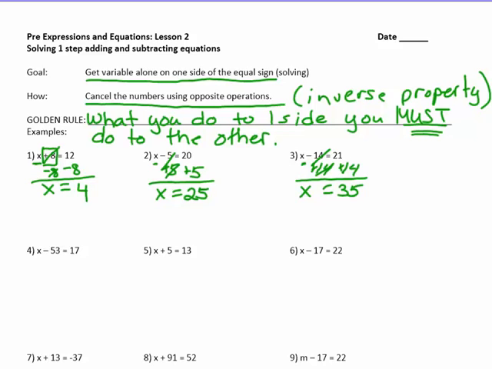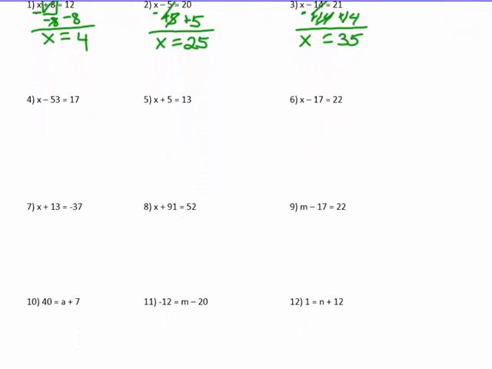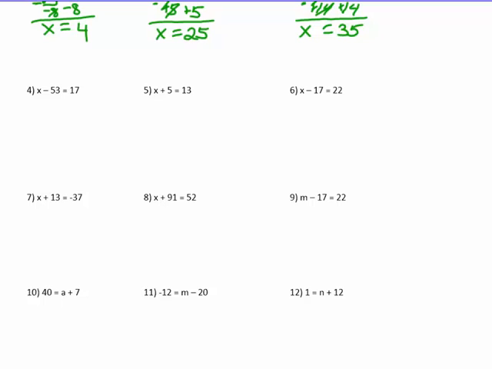I'm going to skip these next ones. I want to go down to where I have some, because our integer rules are not going away. All right, we'll come back to 4, 5, and 6, but our integer rules are not going away. So let's take a look at number 7. Here's my variable. I have adding 13. The inverse of that is subtracting. What I do to one side, I have to do to the other. So I bring down my x.